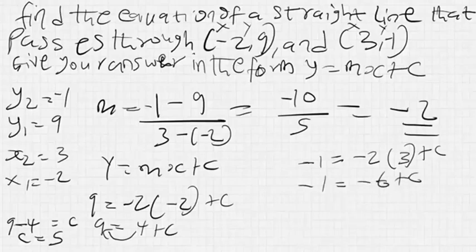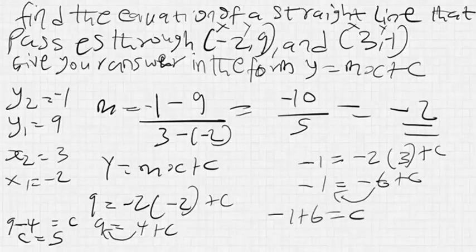Make c the subject of the formula. This will cross over, change to plus. So we're going to have -1 plus 6 equals c. So -1 plus 6 will give us 5. So our c will still be what? 5. So from these values we have now, we can write the equation for the straight line graph.